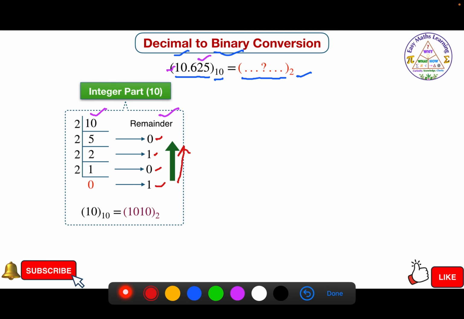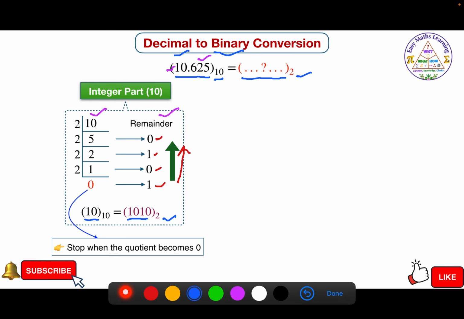So we get binary number 1010, which is a binary number with base 2. So integer part 10 in decimal system is same as integer part 1010 in binary system. So in this conversion, important rule is stop division when quotient becomes 0. So you can see here.